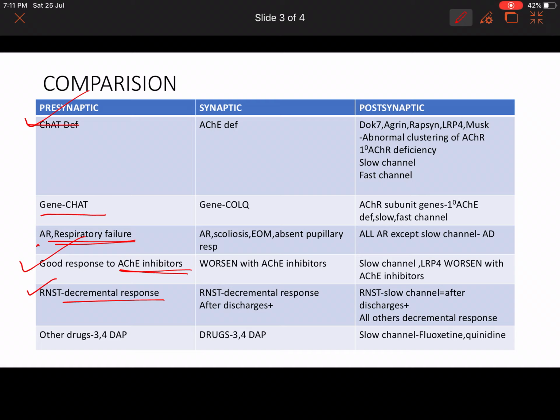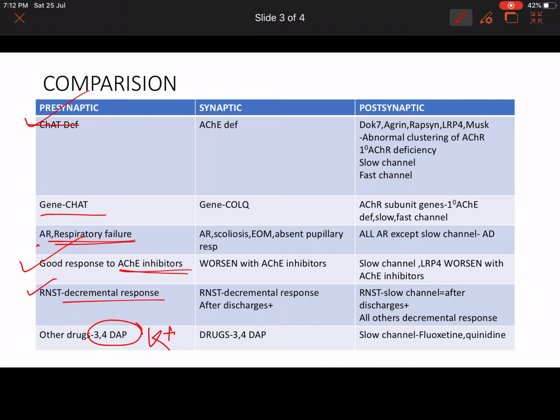And you can also try this drug, which is 3,4-DAP. What is this drug? This actually blocks the potassium channels. If the potassium channels are blocked, there is depolarization of the presynaptic end plate. This will lead to more release of acetylcholine. So you try to block the repolarization current by blocking these potassium channels. Repolarization happens by the efflux of potassium and you block that. So this drug is doing exactly that.